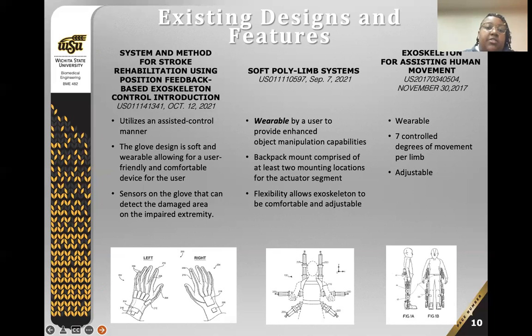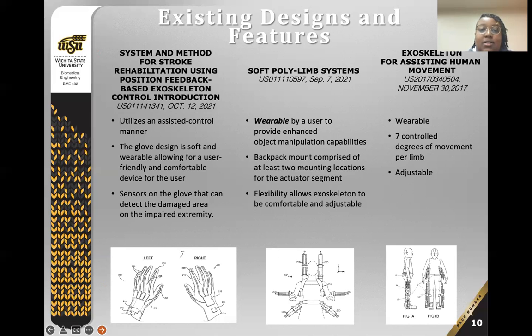We looked at a series of existing patent literature as well, with the most relevant being a soft and wearable glove design, as shown, which allows for a more user-friendly and comfortable device for the user. It includes sensors on the glove that can detect the damaged area of the extremity and uses position feedback to assist as needed. The patient controls most of the movement, which is the main strength of this design.